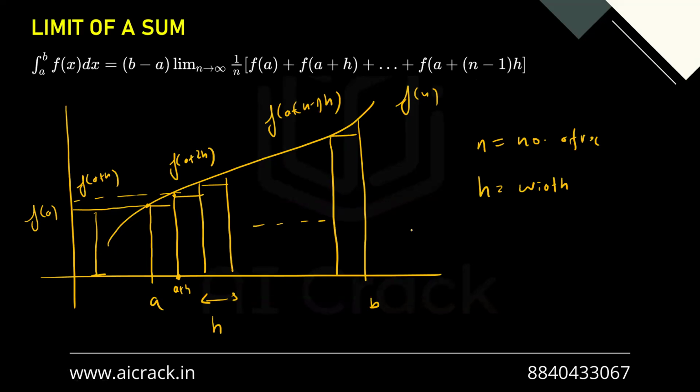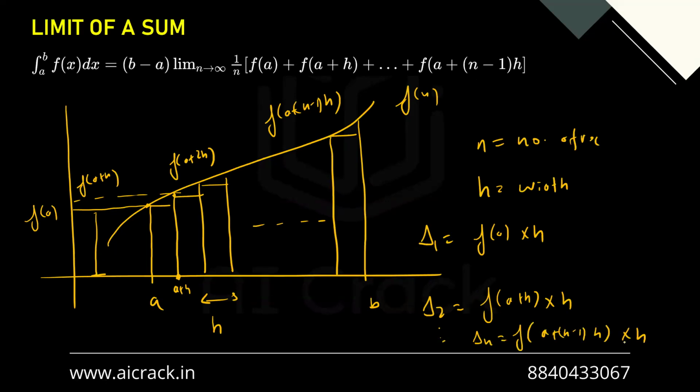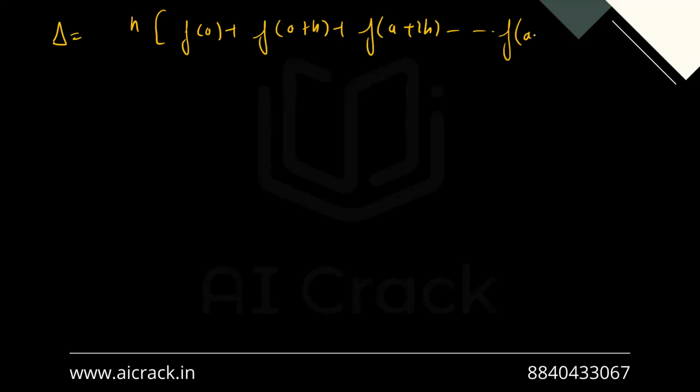Agreed, right? So how do we find out the entire area? We have to add all these areas. So for the first rectangle, area, that is delta 1, would be f(a) multiplied by h. Similarly, delta 2 for the second area would be f(a+h) into h. Similarly, delta n would be f(a+(n-1)h) into h. So if we want to find the entire area delta, that would be h times [f(a) + f(a+h) + f(a+2h) + ... + f(a+(n-1)h)]. Agreed, right?